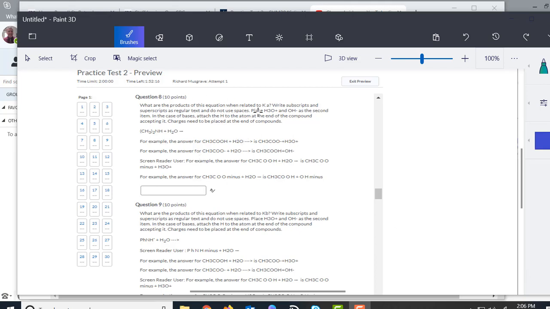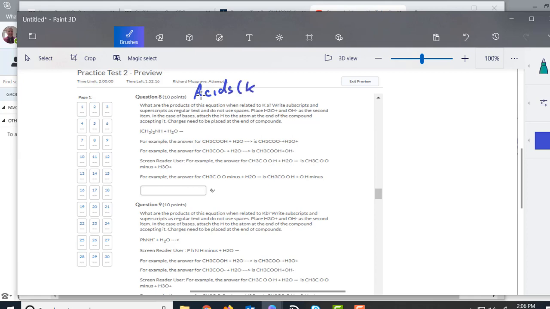Now these problems here are related to Ka and Kb, and I'm going to give you a little bit of foundational stuff here. So we know that acids, and that's what we're doing when we're talking about the Ka, and that's what the A stands for, the acid, will produce H plus or H3O plus.